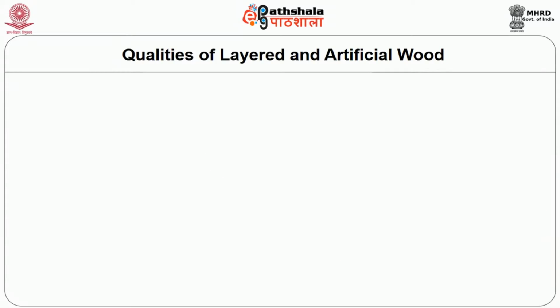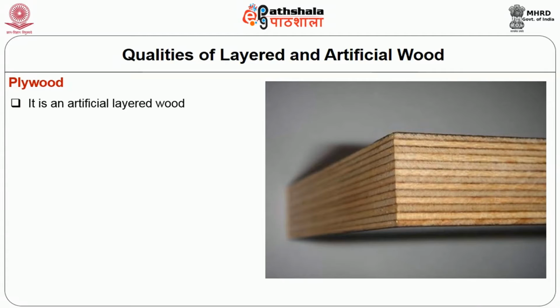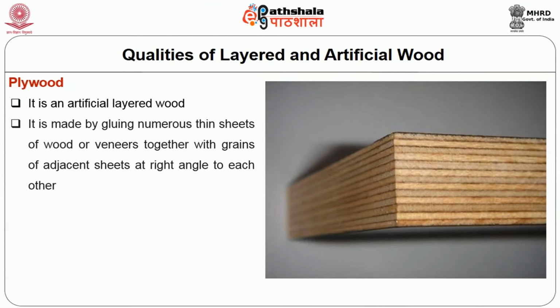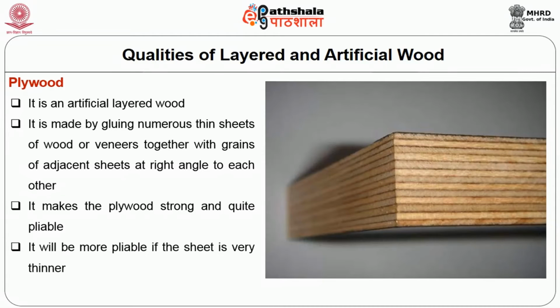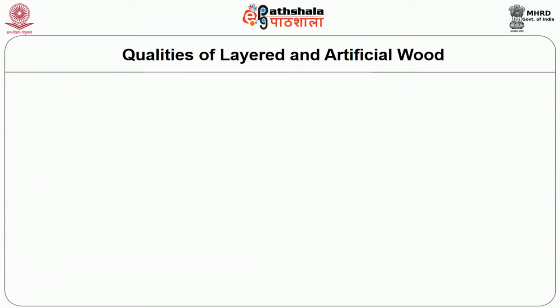Another important artificial layered wood is plywood, which is made by gluing numerous thin sheets of wood or veneers together with grains of adjacent sheets at right angles to each other. It makes the plywood strong and quite pliable. It will be more pliable if the sheets are very thin.